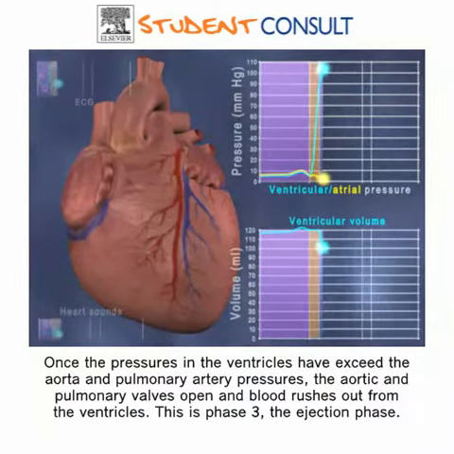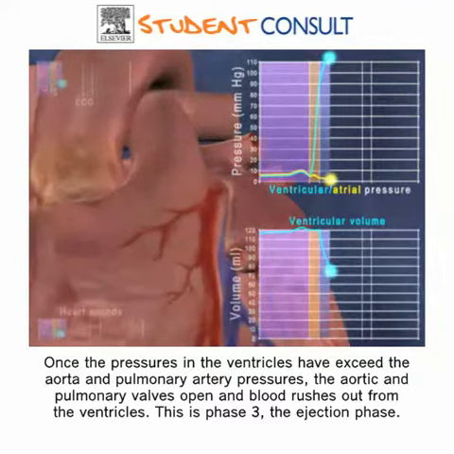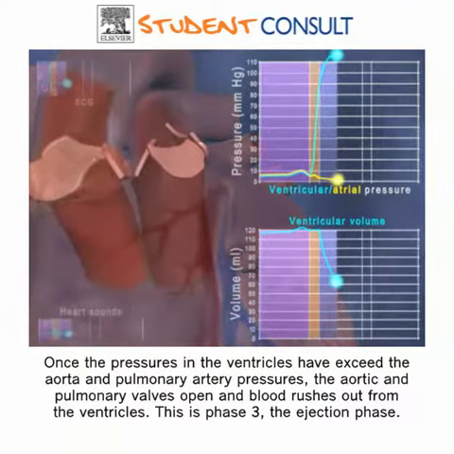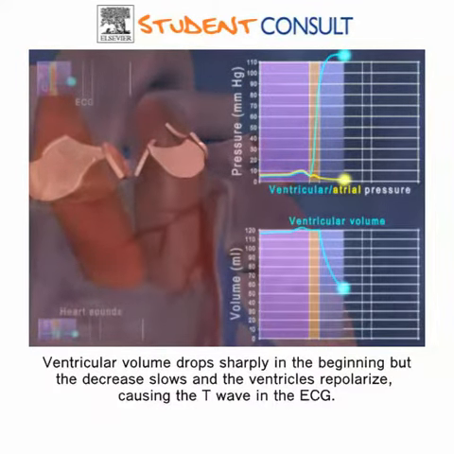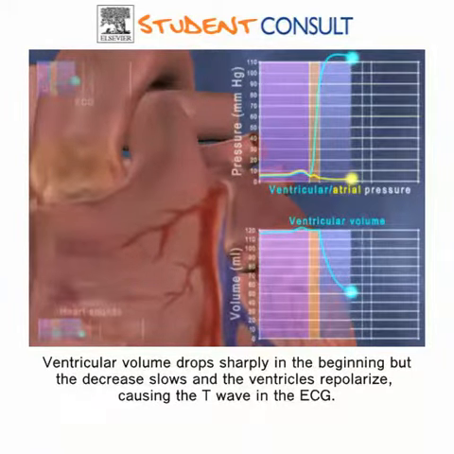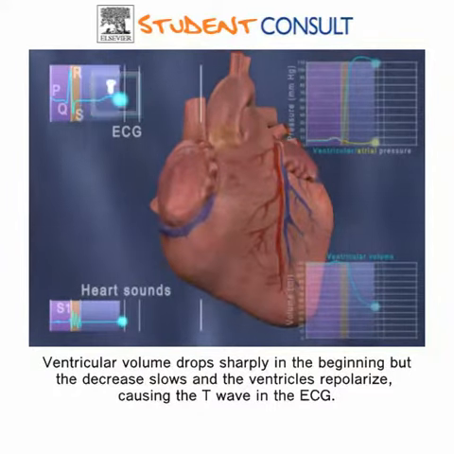Once the pressures in the ventricles have exceeded the aorta and pulmonary artery pressures, the aortic and pulmonary valves open and blood rushes out from the ventricles. This is phase 3, the ejection phase. Ventricular volume drops sharply in the beginning, but then the decrease slows and the ventricles repolarize, causing the T wave in the ECG.